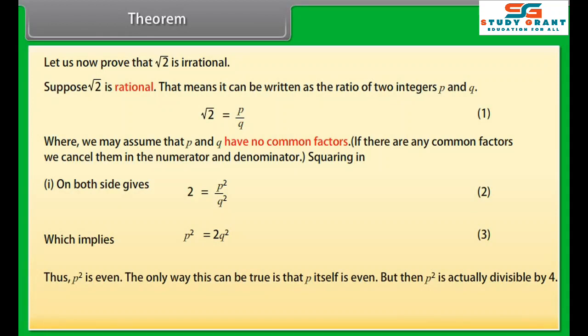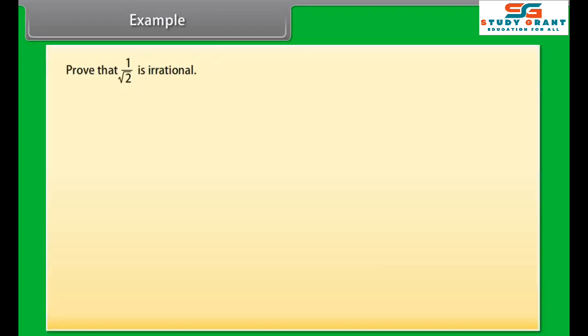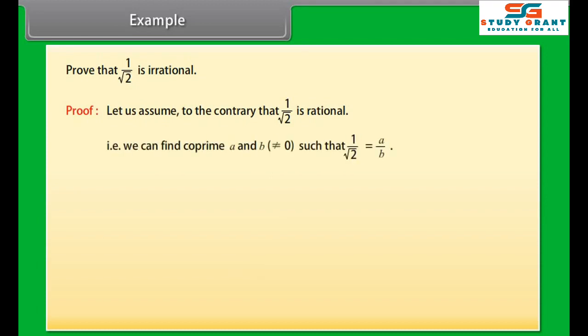Squaring both sides of 1 gives 2 is equal to p square upon q square, equation 2, which implies p square is equal to 2q square, equation 3. Thus, p square is even. The only way this can be true is that p itself is even. But then p square is actually divisible by 4, hence q square is even, and therefore q must be even. So p and q are both even, which contradicts our assumption that they have no common factors. The square root of 2 cannot be rational.